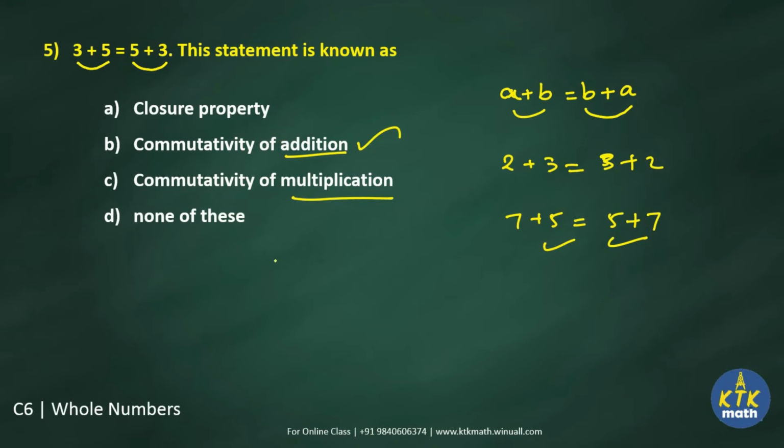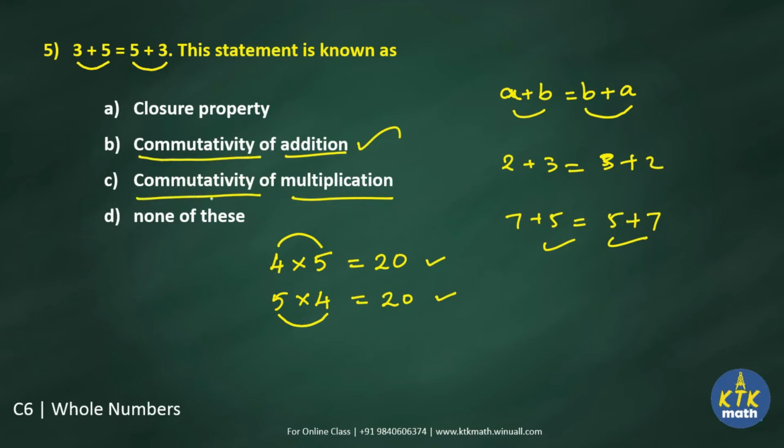For your further information, for example, what is 4 5s? 4 5s are 20. What is 5 4s? 5 4s are also 20. That is, I am applying a particular operation between two numbers and interchanging the position of the numbers, still I am getting the equal answer. Okay, this is possible only for addition and multiplication. So this property is known as commutative property. In general they are saying commutativity.